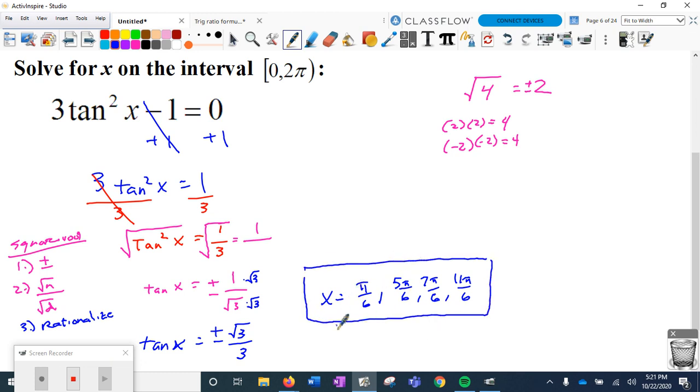And again, when you put these into Canvas, you're going to spell out pi, not PIE, just PI. So pi slash 6, comma, then a space, and then 5 pi slash 6, then a comma and a space, 7 pi slash 6, comma and space, 11 pi slash 6. Okay, so you can type in all of those in the blank. Try to get them in order from smallest to biggest. Okay, all right, let's try another one.